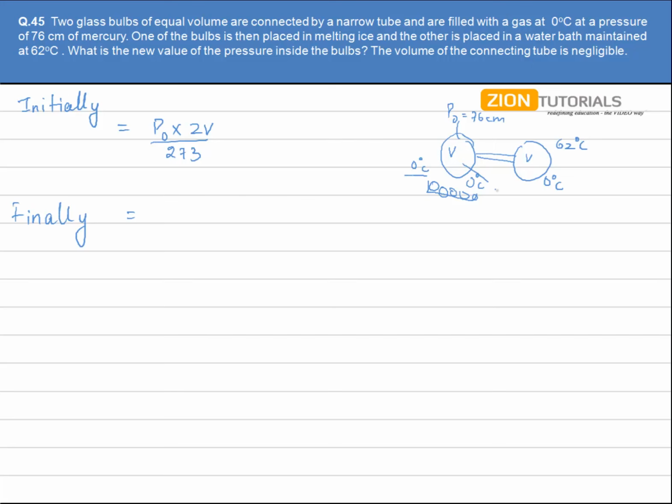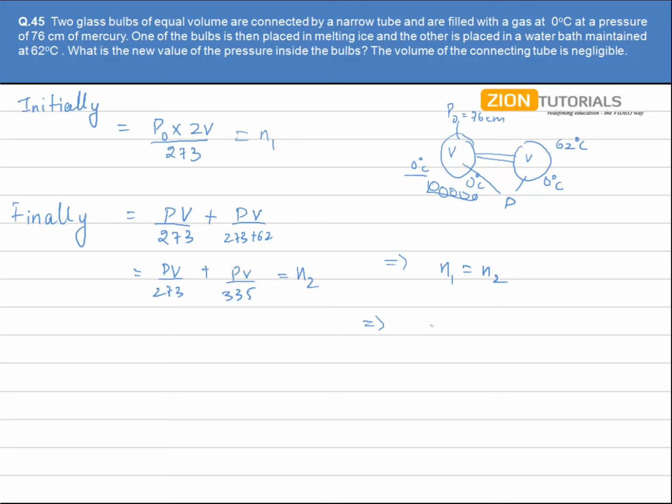assume that the pressure inside is P in both the bulbs, because obviously the pressure would be the same because these two are connected. So in this one, the number of moles would be equal to P into V divided by 273. This would be the number of moles in the first bulb, and in the second bulb it would be P into V divided by 273 plus 62. So this would be equal to PV divided by 273 plus PV divided by 335. Now this is N1 and this is N2. Now N1 should be equal to N2.